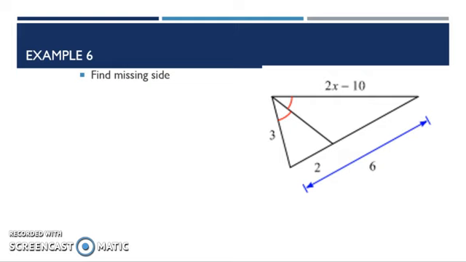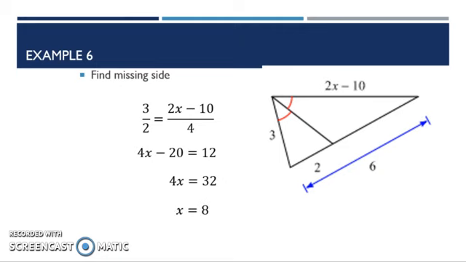So 3 is to 2 is 2x minus 10 is to 4. Cross multiply, we get 4x minus 20 equals 12. Add 20, we get 32. Divide by 4, and we get 8. So that is other proportionality theorems.